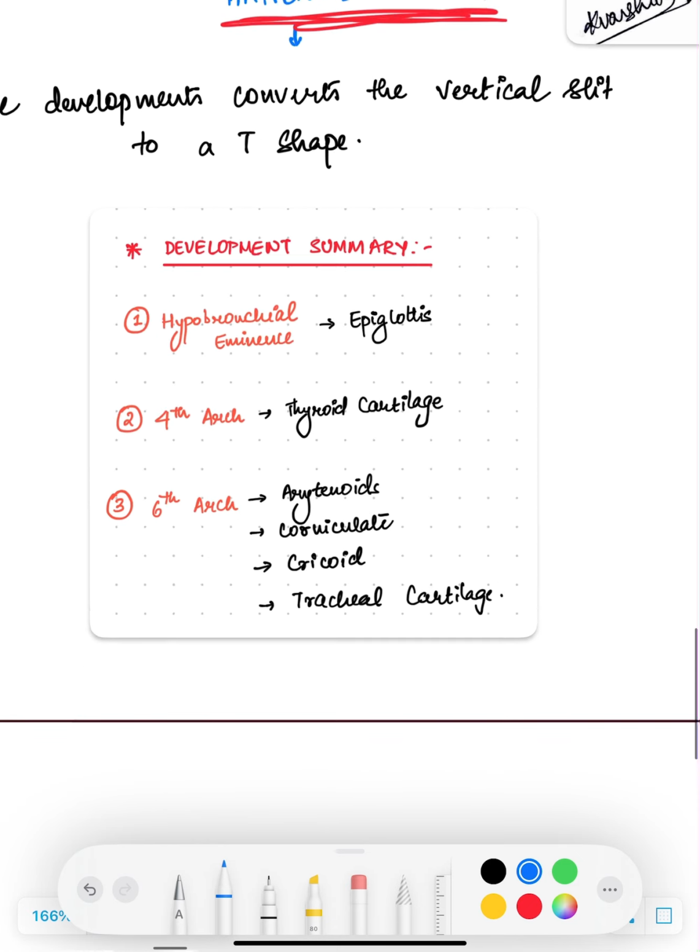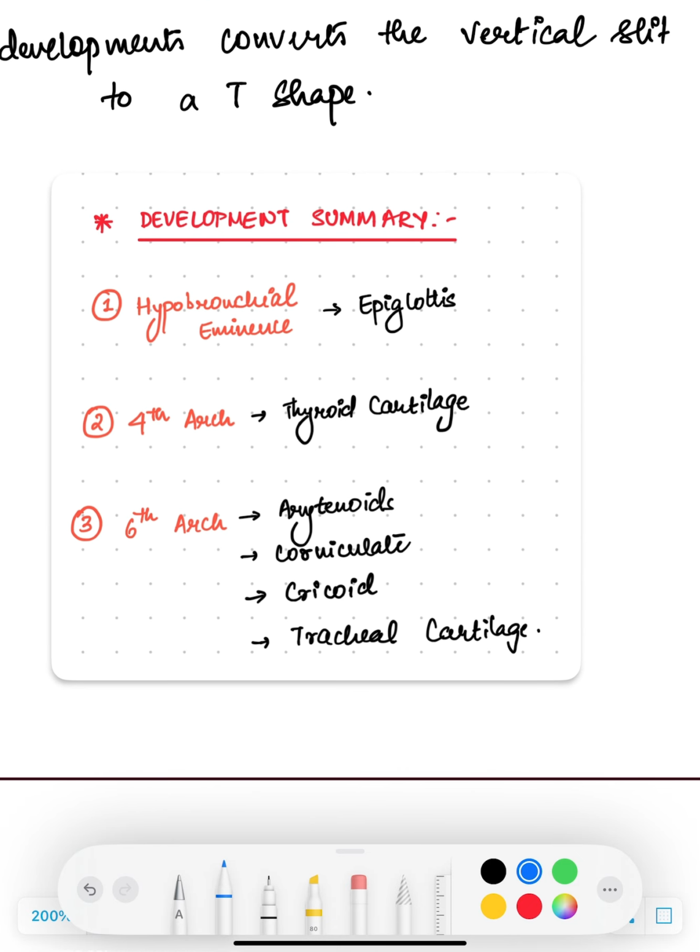So, what's the basic summary? If somebody asks, okay, where is the epiglottis developing from? So it develops from this hypobranchial eminence. There is an epiglottic swelling. Then the thyroid cartilage develops from the fourth arch, and from the sixth arch we have the arytenoid, corniculate, cricoid, and tracheal cartilages developing from it.